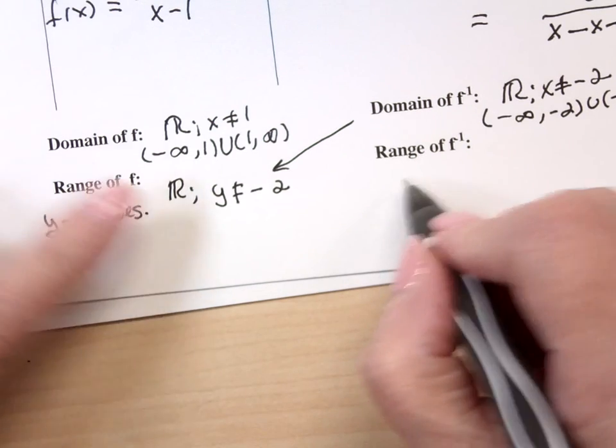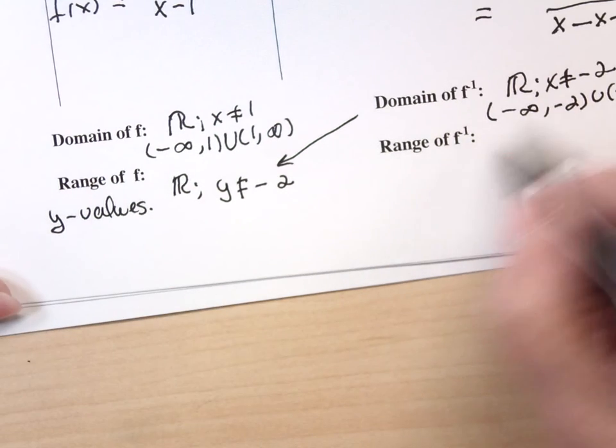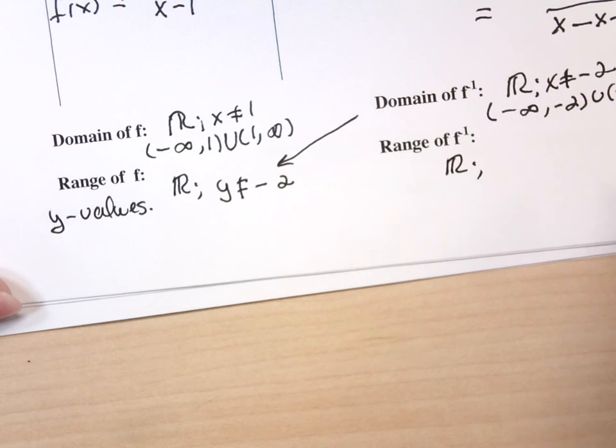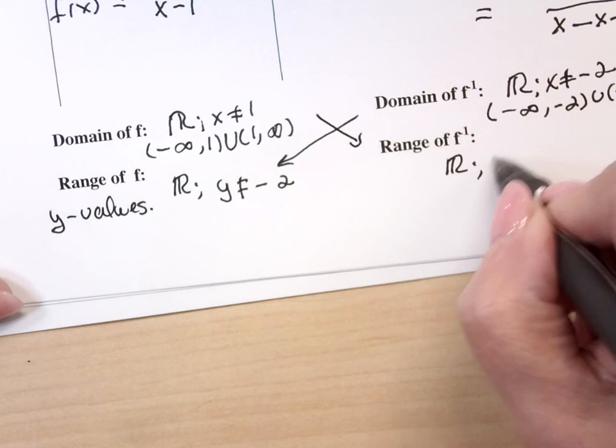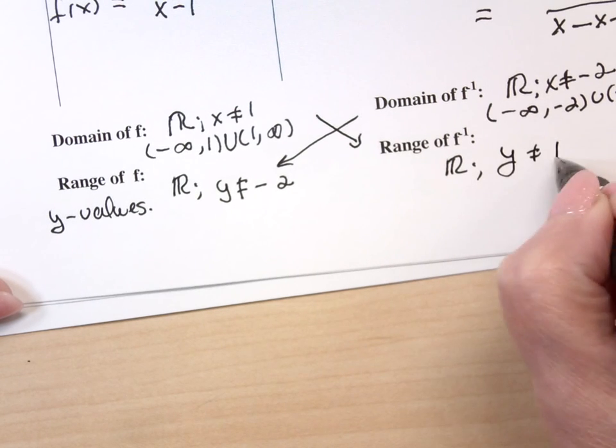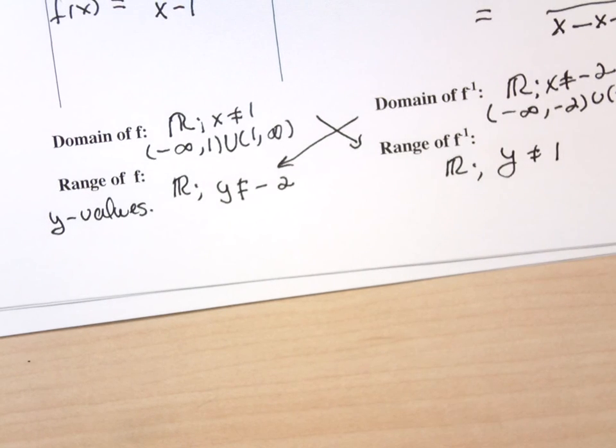And the range of f inverse is what? y can't be 1. Inverses flip x and y.